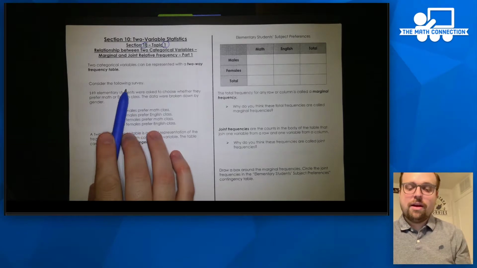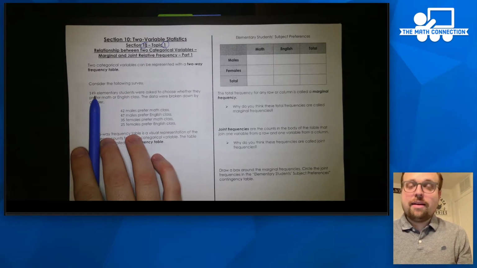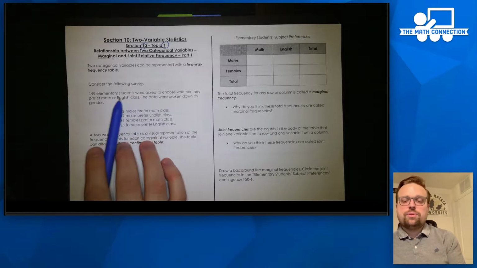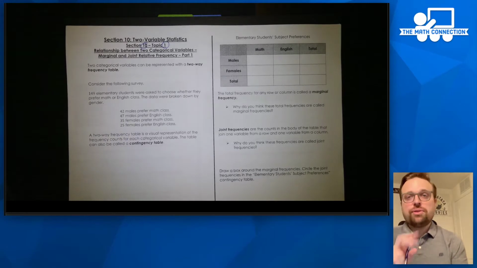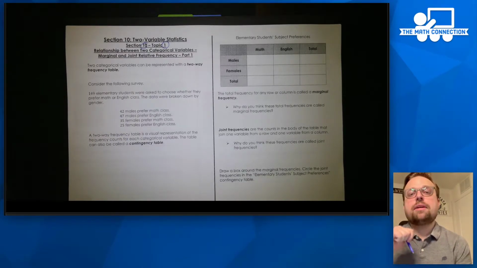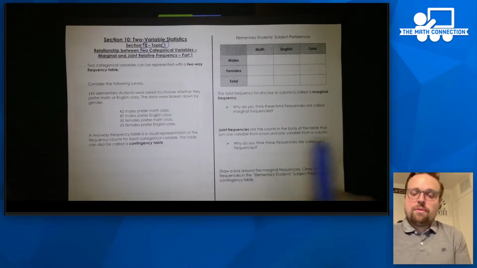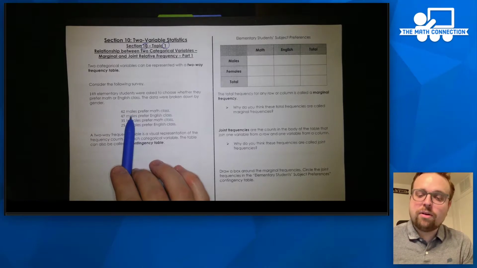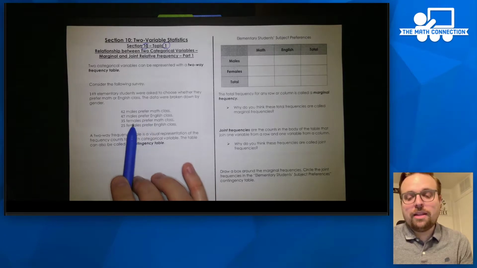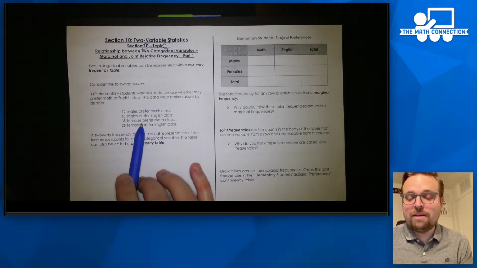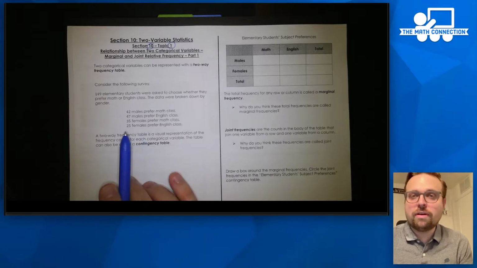It's a survey that says 149 elementary students were asked to choose whether they prefer math or English. And the data was broken down by gender. So those are our two categories in this example. We have the gender of the student, which is going to be male or female, and then we also have favorite subject between math and English. So that's our other category. Okay, so between the males, there were 42 males who prefer math and 47 who prefer English. And then in the female category, there were 35 females who preferred math and 25 who prefer English.